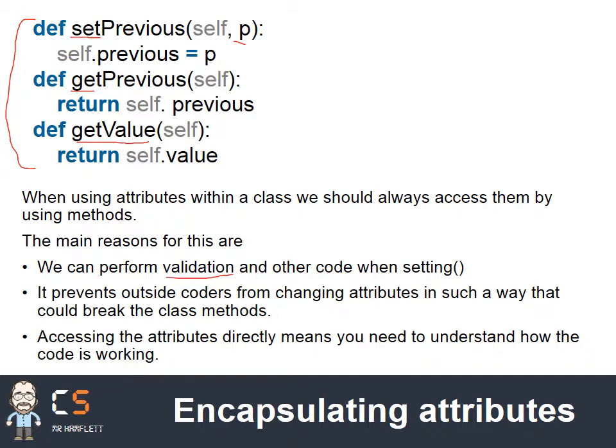It prevents outside coders from changing attributes in ways that could break other class methods. So it allows me to control how those attributes are used and accessed. And accessing the attributes directly means you do need to know how the code's working, which means you'd have to read through the code and understand it, rather than simply knowing you can use it.